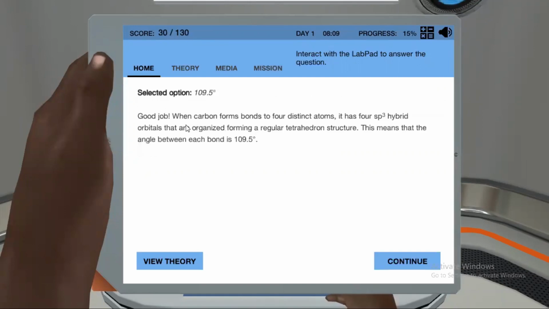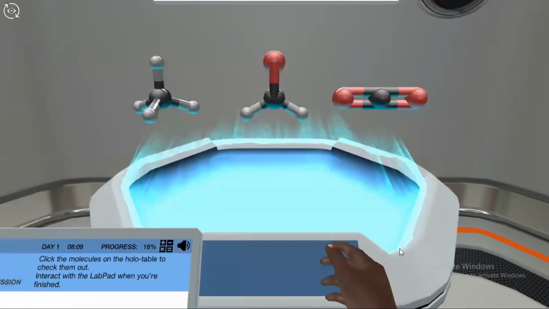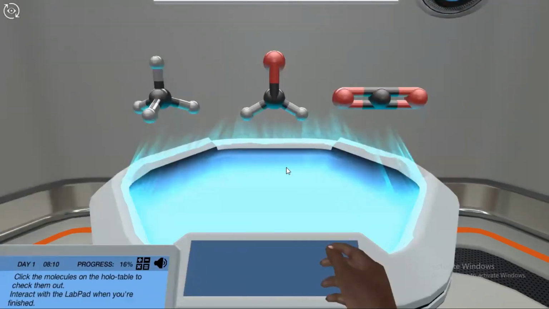Good job. When carbon forms bonds to 4 distinct atoms, it has 4 sp3 hybrid orbitals that are organized forming a regular tetrahedron structure. This means that the angle between each bond is 109.5 degrees. Click the molecules on the hollow table to check them out.